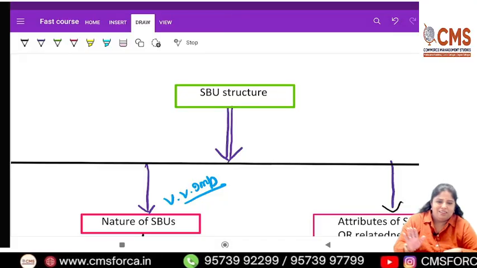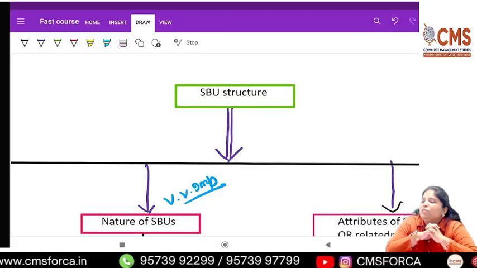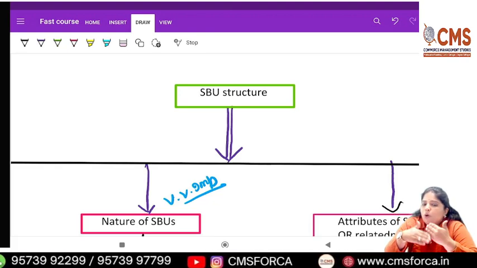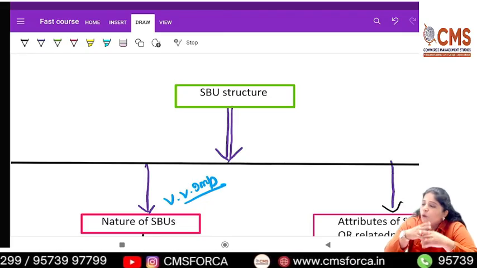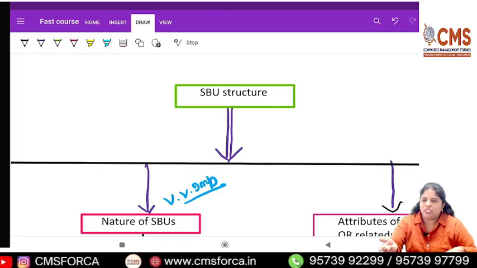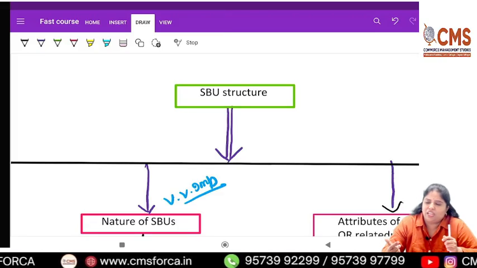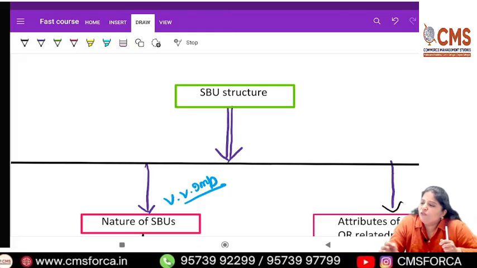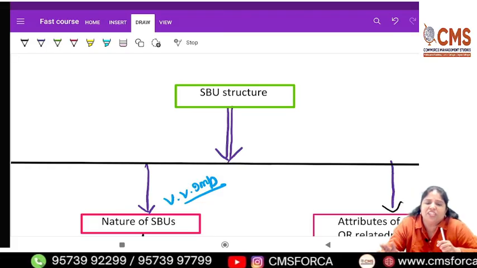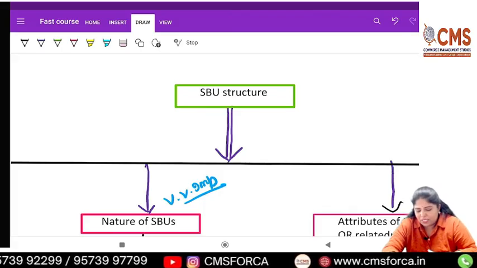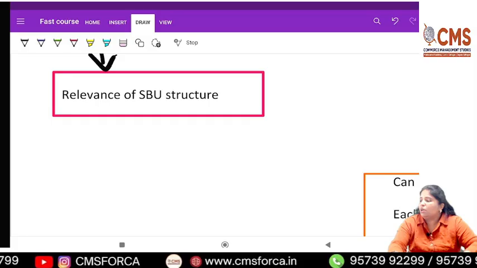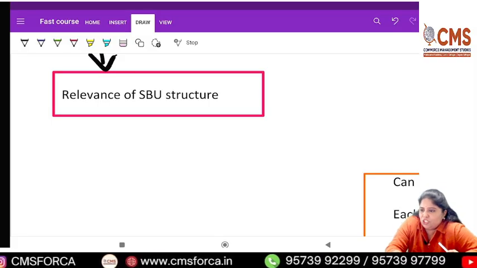Now stay there. What happens with the multi-divisional structure as the organization grows more and more, and more divisions get added to the organization? It starts entering into new lines of business, expands more geographically. Making individual strategies for each and every division becomes quite difficult. First, let's talk about the relevance of SBU structure.